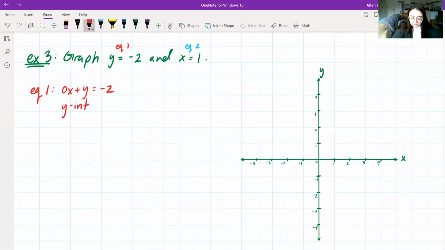And y is equal to -2 in this case is our y-intercept, which we find at (0, -2). Since this is our y-intercept and our equation is just that y is equal to some number, that means it is a horizontal line.